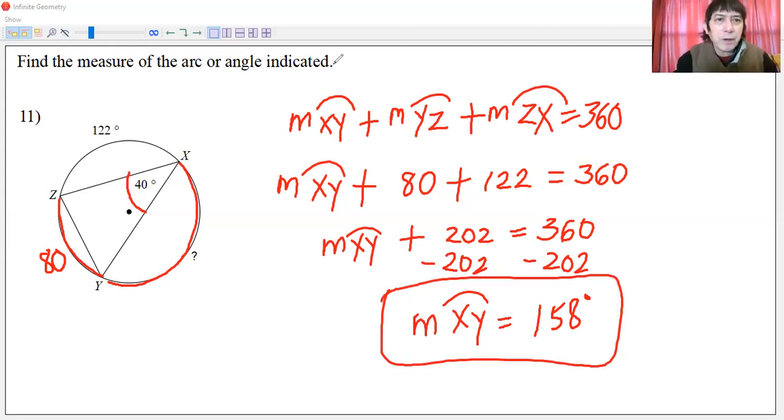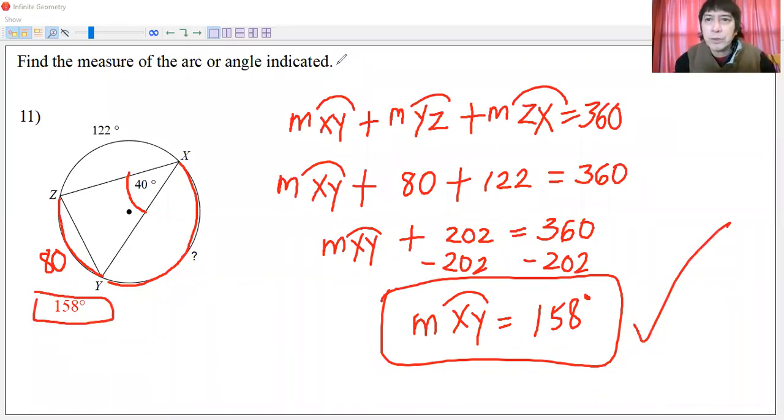Let's check and verify from the computer. Yes, it's 158. You can see the answer blinking below the diagram. Okay, that's 158 over there. All right, so that's also our answer. All right, let's continue with number 12. Let me clear the solution.